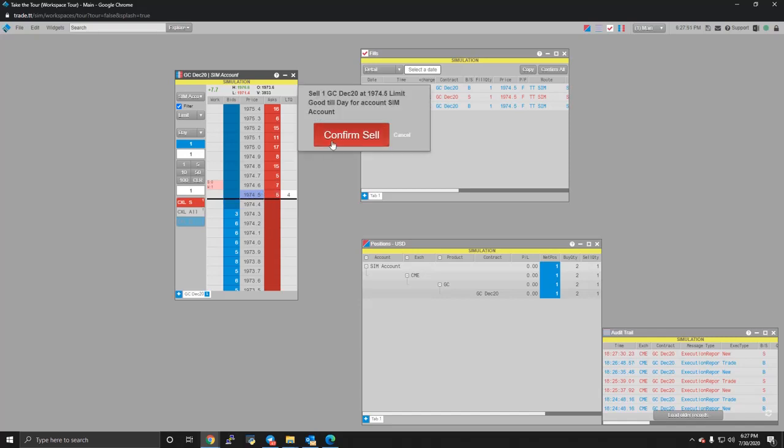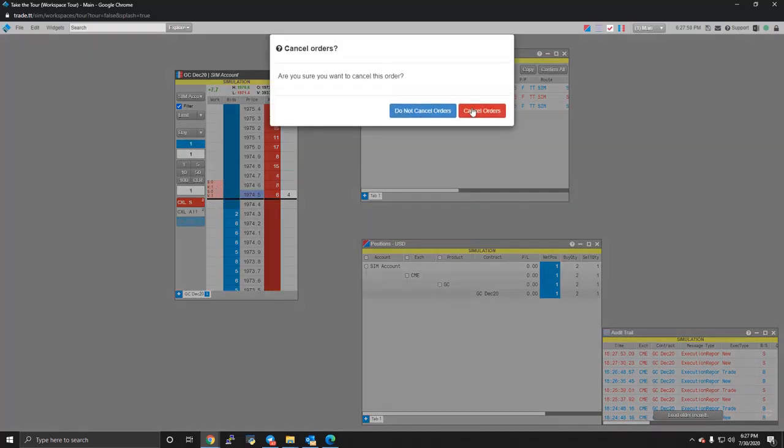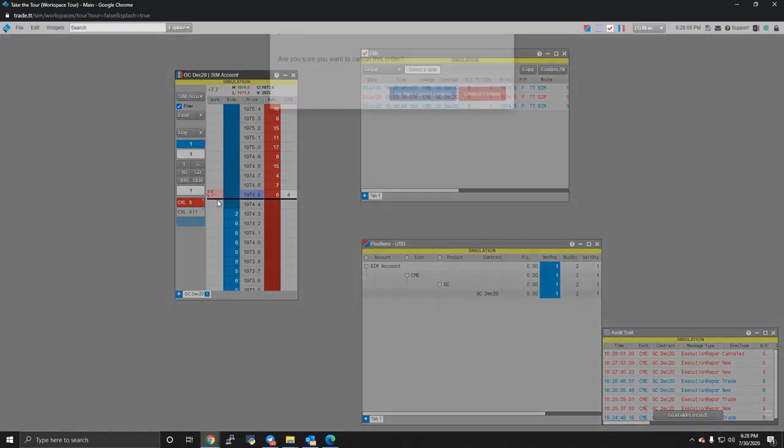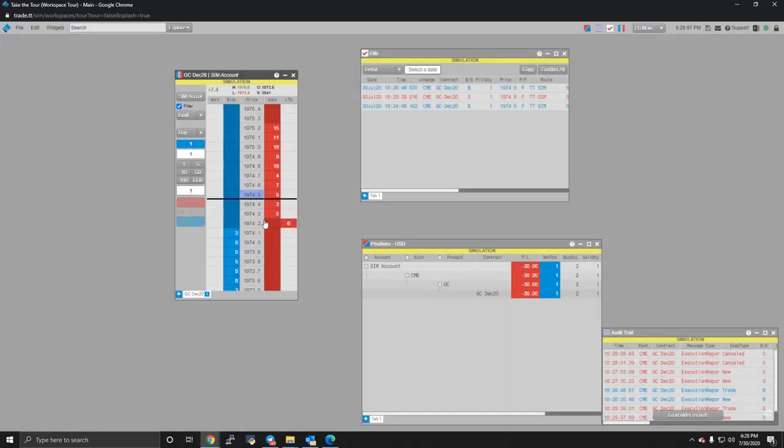Offers are gone from 1974.5, and we are going to cancel that order and now put it here. And for the sake of education, I might even drag this down and just get out of the market to show what negative P&L can do. It's the same, it's the inverse of a positive P&L. So now I'm a resting order at 1974.2.